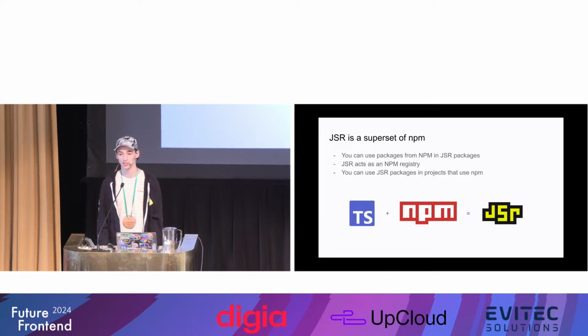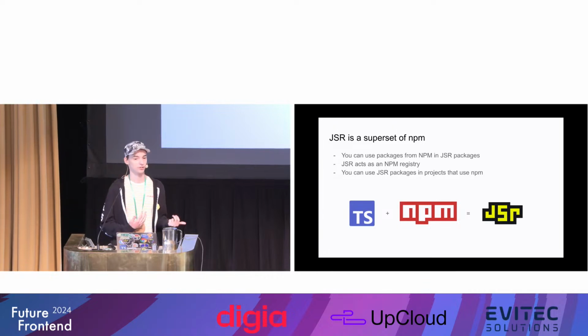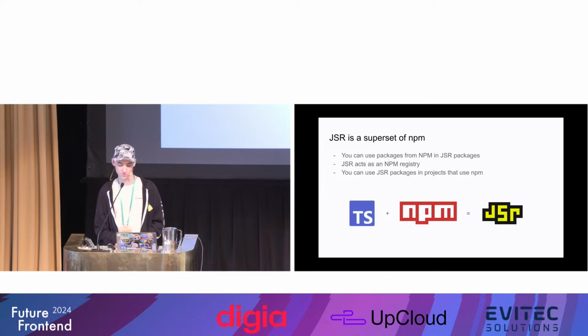So if you're in a project that has a node_modules folder and a package.json, there's a command you can run that will install a package from JSR directly into your node_modules folder using your existing package managers. So like pnpm, yarn, even the npm CLI itself can install packages from JSR.